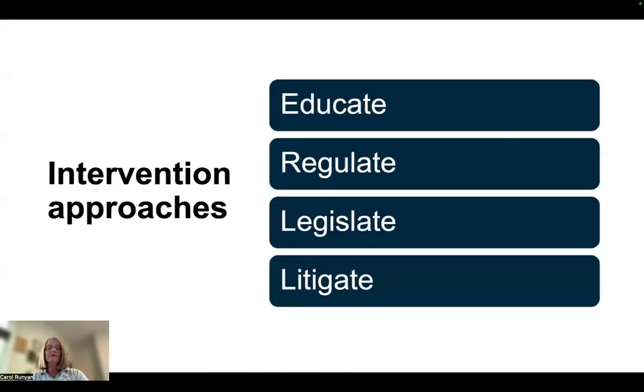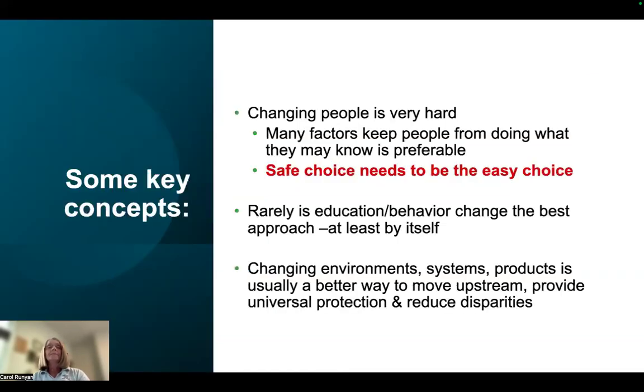We have a number of intervention approaches we can use, and I like this list because it rhymes. We can educate, we can regulate, we can legislate, and usually as a last resort, we can litigate. We have to remember, particularly when we think about education, which is often what people think of first, that changing people is very hard. There are many factors that keep people from doing what they know they should do to be healthy or to be safe.